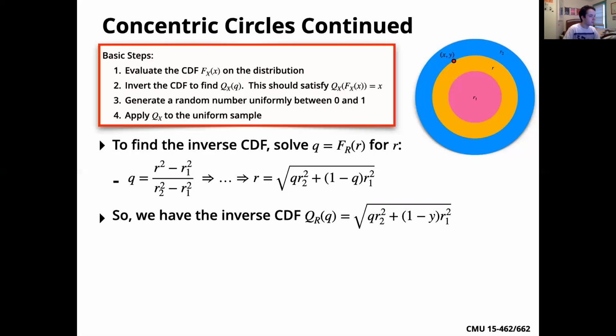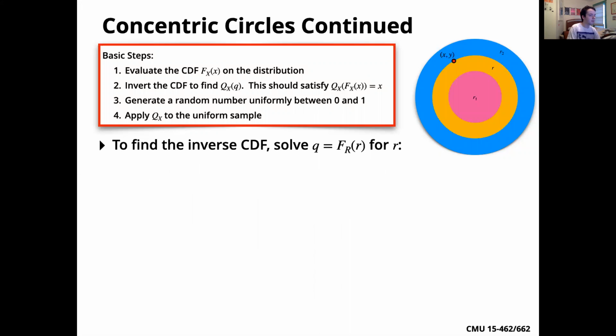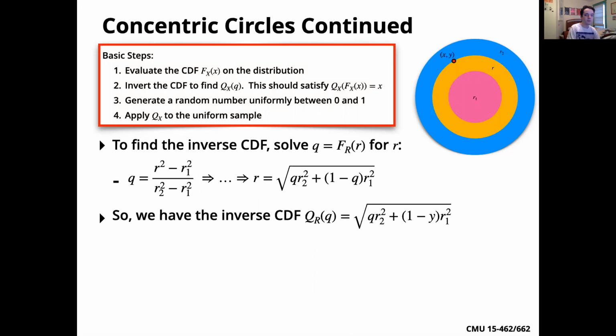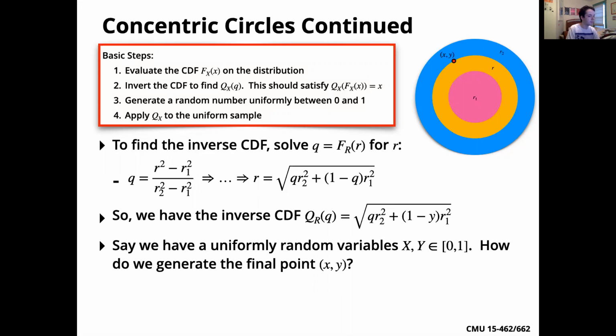Times R1 squared. So this actually looks like the equation that we came up with for a circle in lecture, uniformly sampling a circle via inversion sampling. We just have to add in this 1 minus Q term for dealing with the inner circle. So we have our inverse CDF, just this expression we just evaluated.